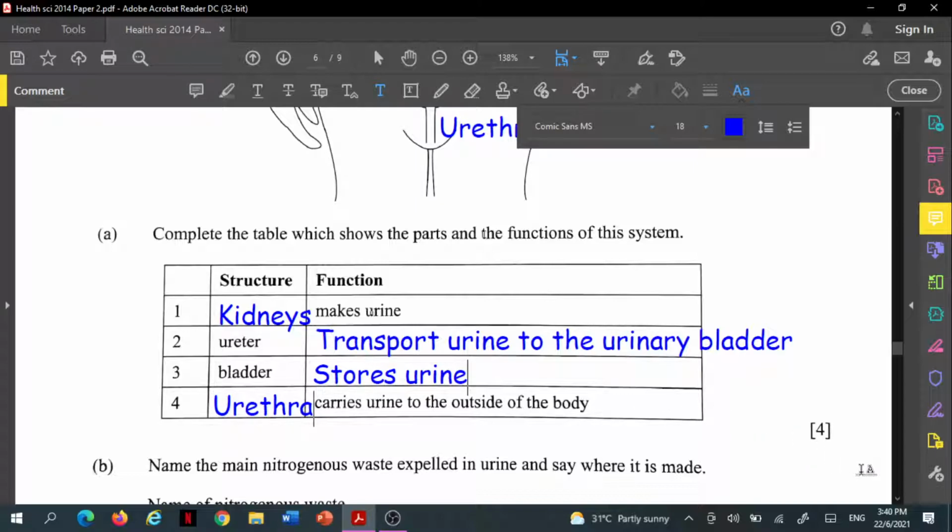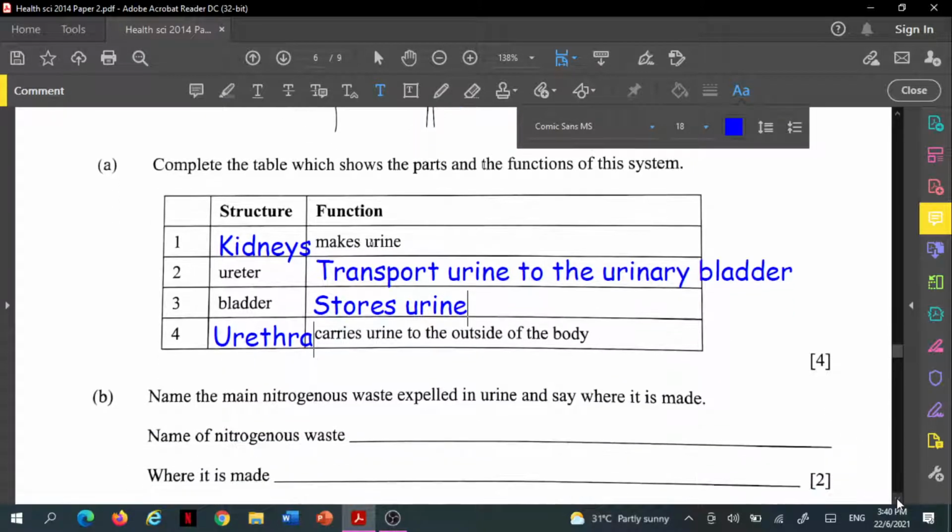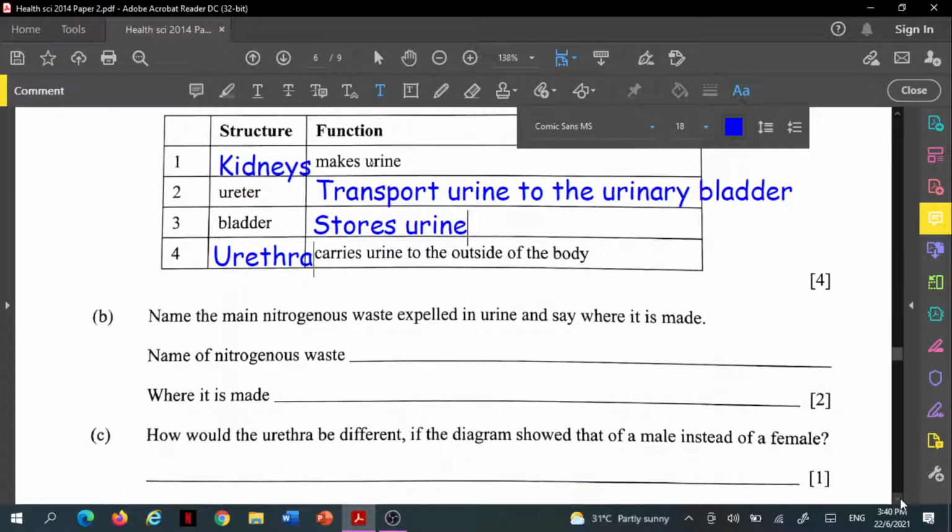All right, so great. Now continuing here, it said name the main nitrogenous waste expelled in urine, and say where it is made. The nitrogenous waste that they're talking about here is urea. And urea is made in the liver by a process called deamination. So it's made in the liver.